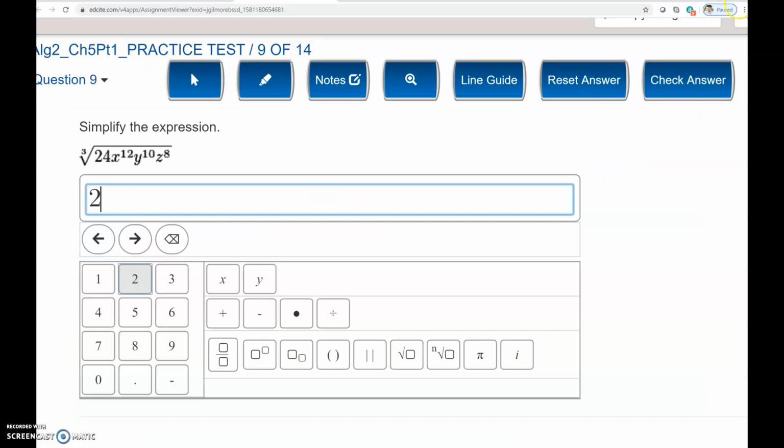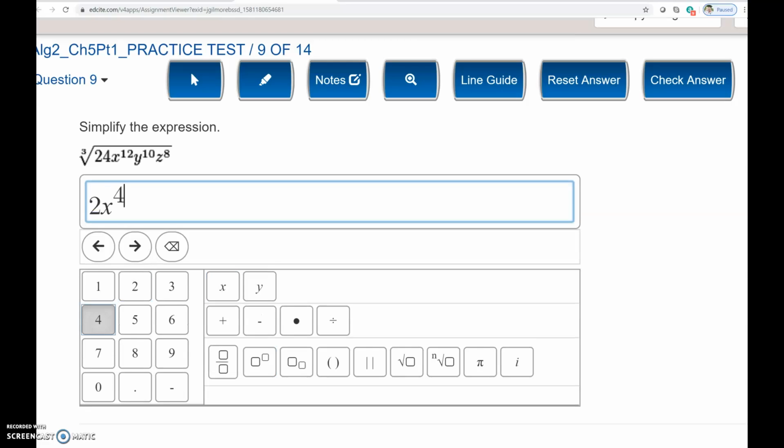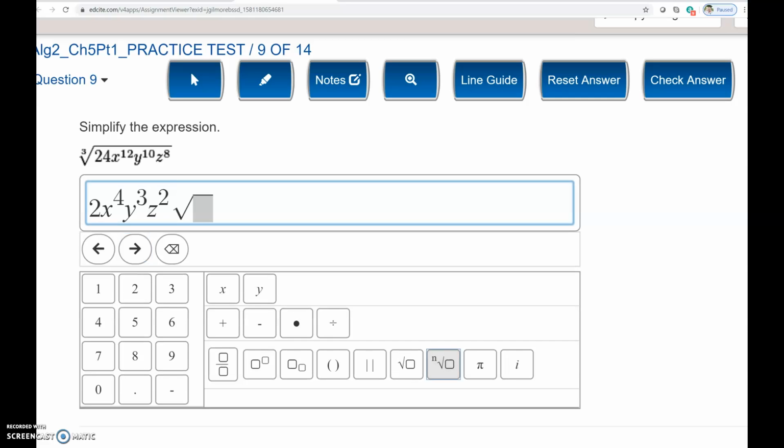Let's type that in. 2x to the 4th. Got to get out of that exponent. Y to the 3rd. Get out of the exponent. You'll have to type in the z squared. Get out of the exponent. Nth root button. Make it a cube root. And then 3y. Type in your z squared.